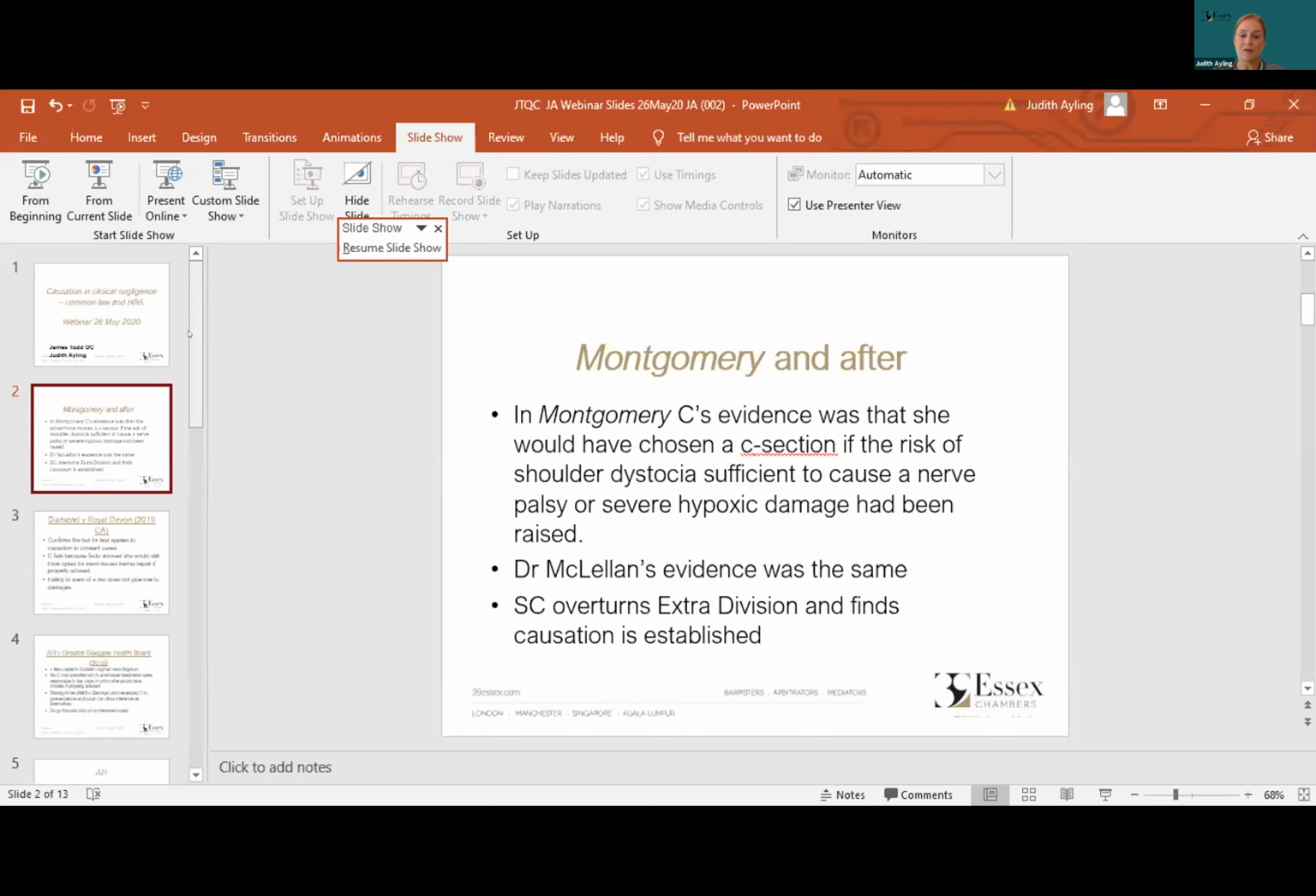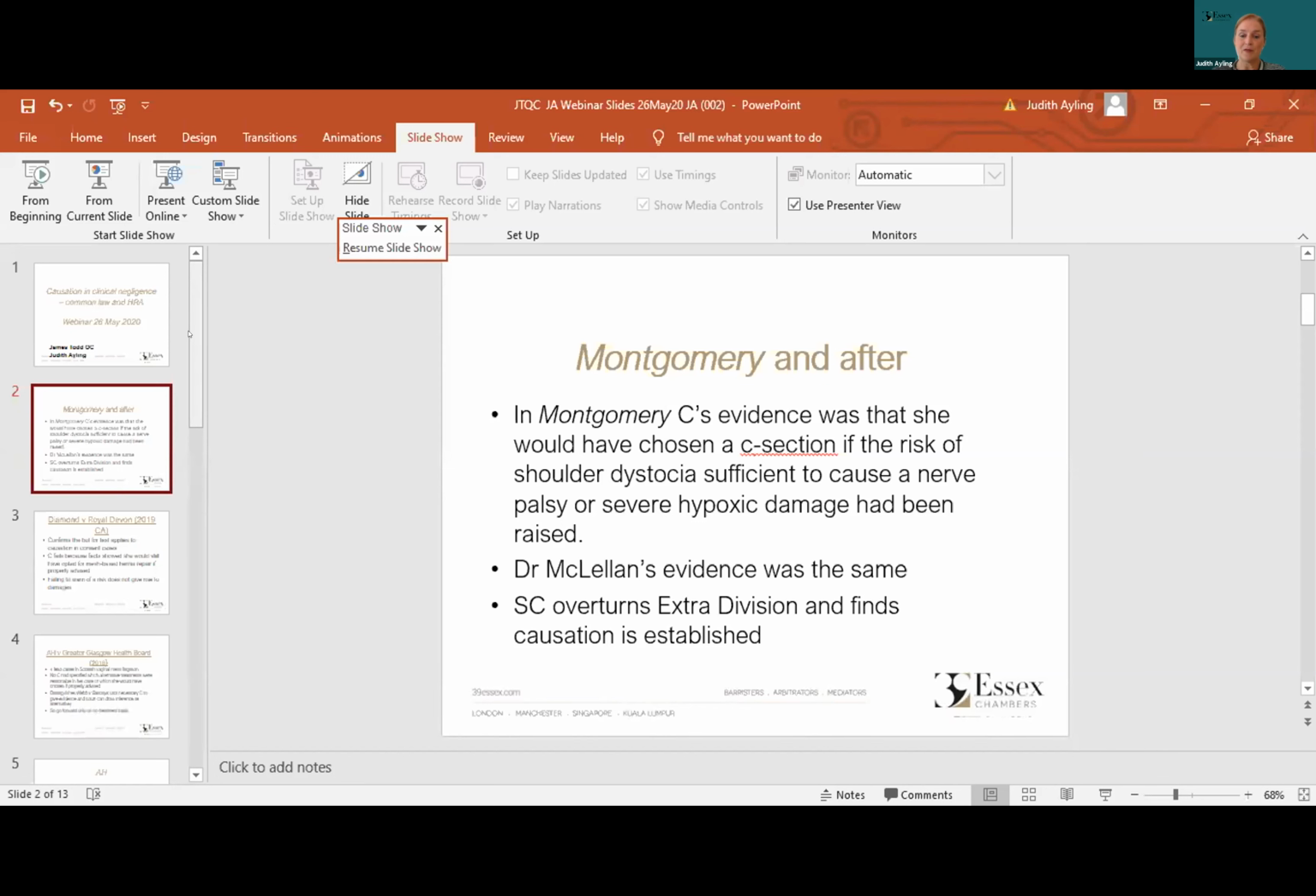It does remain the case, however, that it's highly unusual, as I say, for the Supreme Court or any appeal court to overturn a causation finding on the facts like that. It does remain the case that factual and legal causation are very difficult hurdles for claimants to overcome in Montgomery cases. So just looking, and like James, I'm going to try and keep things simple.